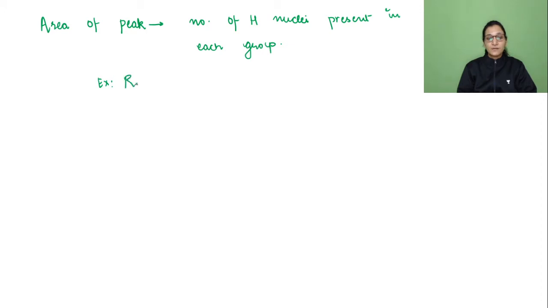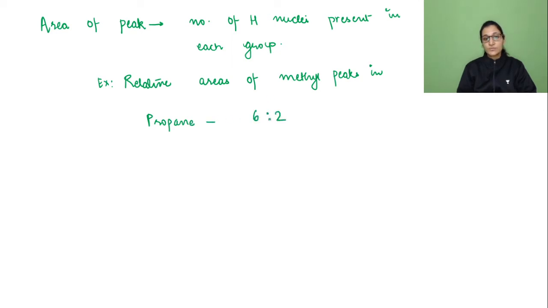So, for example, the relative areas of methyl peaks in propane would be 6:2, and in butane, it would be 6:4. That is how the peaks are calculated, and that is how interpretation of how many carbons and how many hydrogens are there is done with the help of NMR.